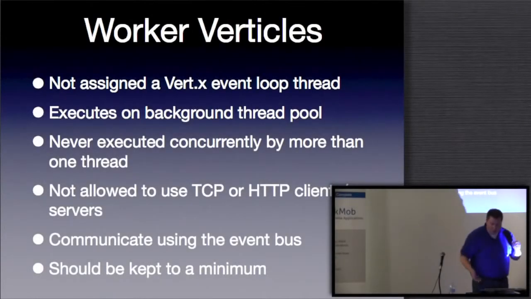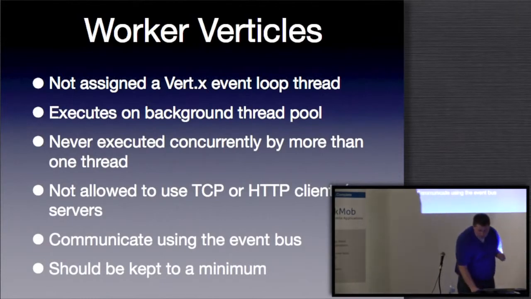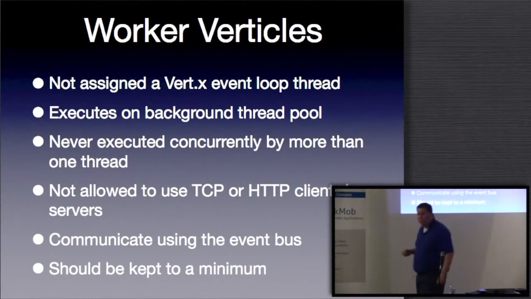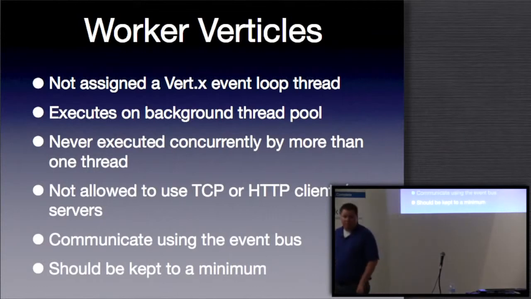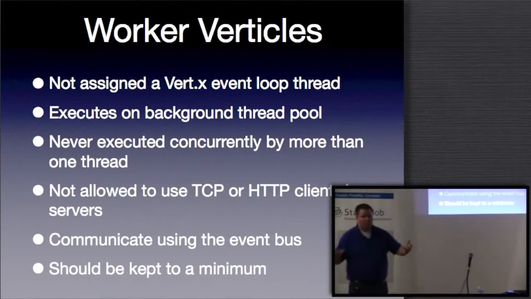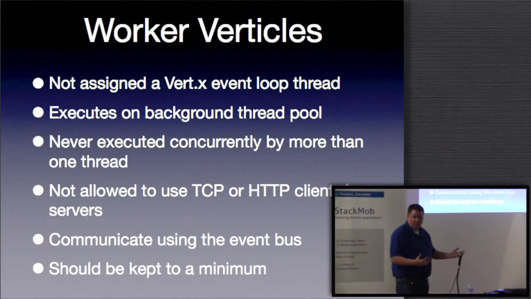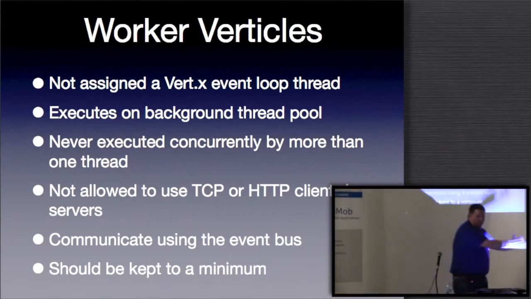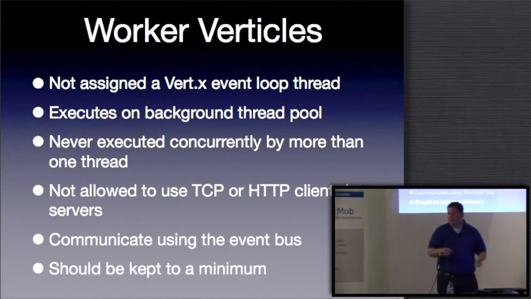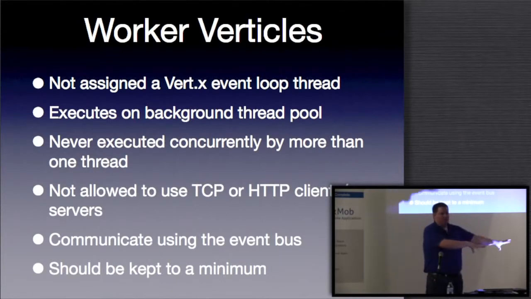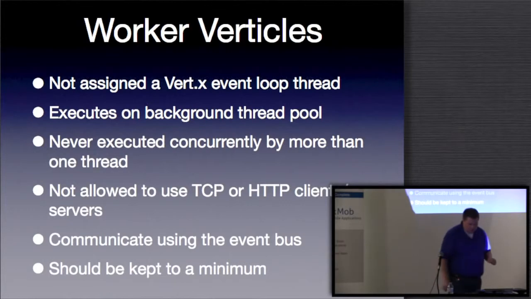So we communicate with verticals just like we do any other vertical, using the event bus. You want to keep worker verticals to a minimum. Anytime you're using worker verticals, you're using them because you're doing something that's blocking. Well, if your entire application is worker verticals, and then you've got one non-worker vertical, just a normal vertical, that services requests and then passes them off to the blocking API, what have you done? You've just reinvented the old programming model with a new toy. So we want to keep these down.